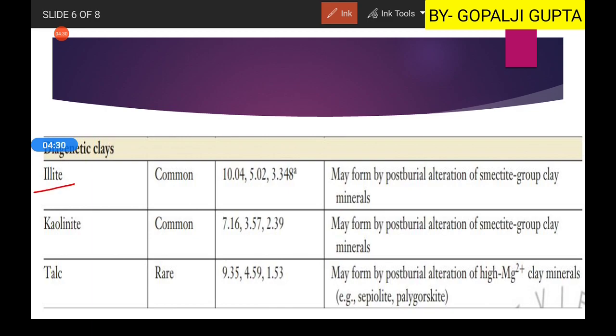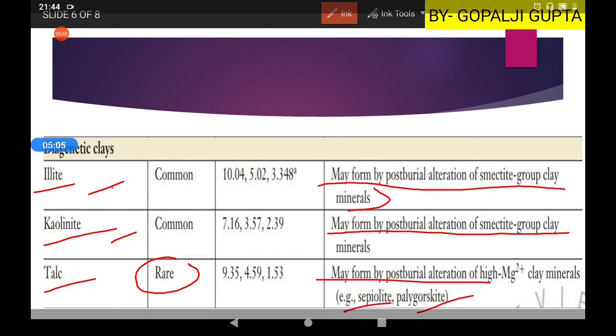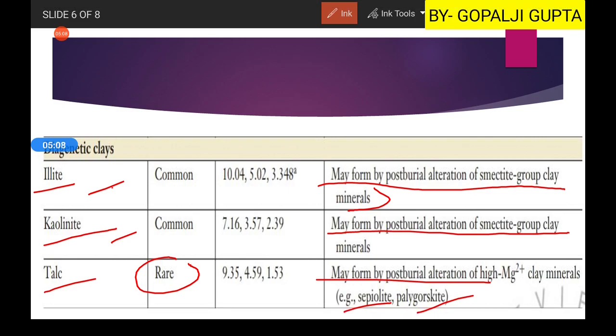These are illite, kaolinite and talc. Out of those, talc is rare, but you may get illite and kaolinite. Illite may form by the post-burial alteration of the smectite group of minerals. Kaolinite also may form by the post-burial alteration of smectite group clay minerals. Then talc is formed by the post-burial alteration of magnesium-rich clay minerals, such as sepiolite and palygorskite. So this is all about the topic.